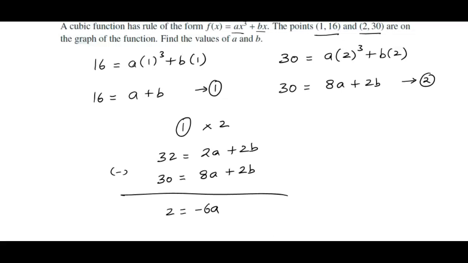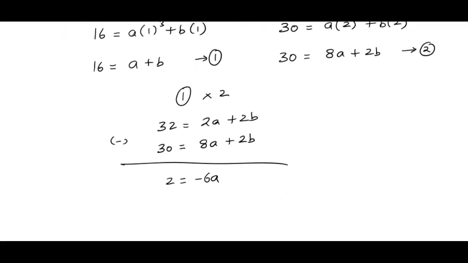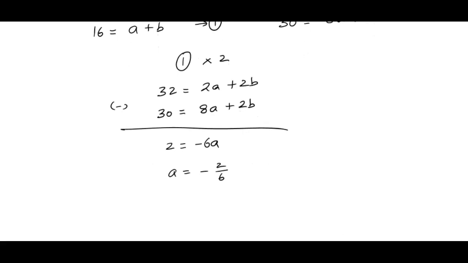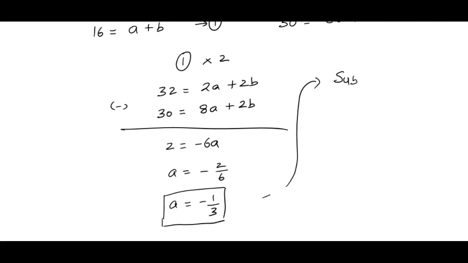The 2b and 2b cancel out, so it leaves me with minus 6a equals 2, which gives us the value for a as minus 2 on 6, or in a simplified version, a equals minus 1/3. And that gives us the value for a. We still need to find the value for b, so I'm going to substitute this back into equation 1.